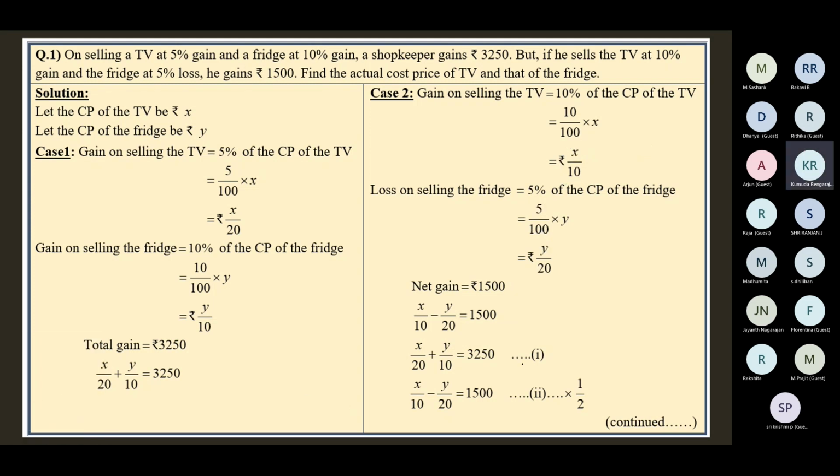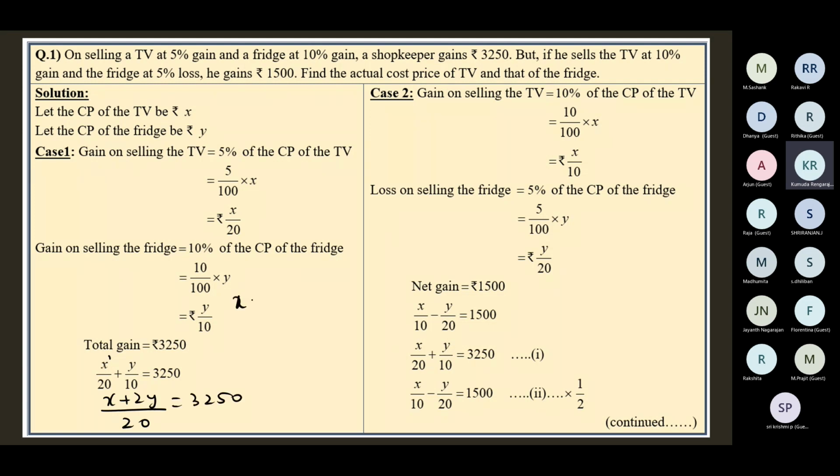So now how do you solve the two equations? You can also do it like this, children. Listen to me carefully. You can take the LCM here. See this equation, you can take the LCM 20. So what will you get here? X plus 2y is equal to 3250.